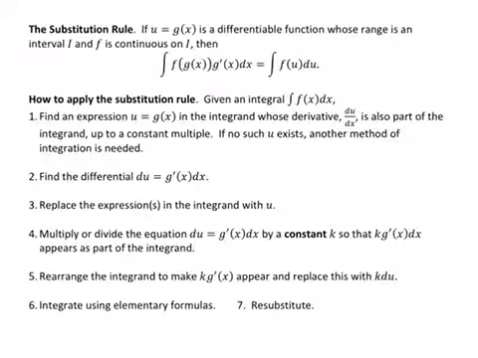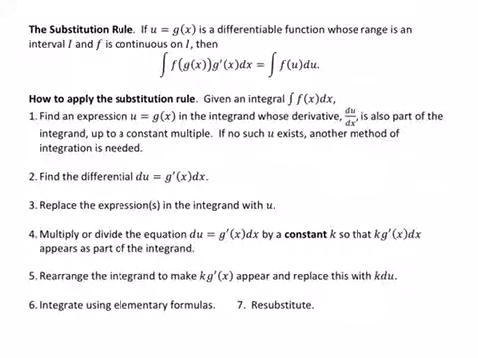So here's how we apply it. When we're given an integral, we want to find some sort of expression in the integrand whose derivative is also part of the integrand, up to a constant multiple. Remember in the previous slide, we saw the 2x cubed when really the derivative of the inside was 4x cubed. So it could be a constant multiple of the thing that we're looking at.